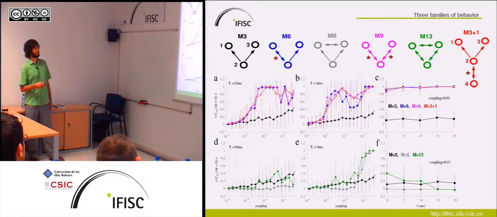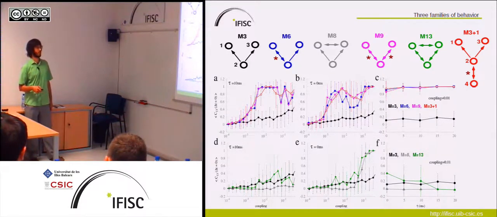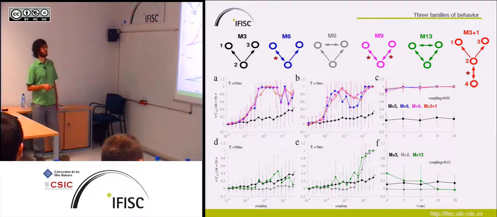In this case, if we compare motif 9 and motif 13, for instance, we see that this connection disturbs the synchronization of nodes 1 and 3. And in this case, there is a bit of variability with respect to the delay in the coupling, because the absence of delay helps the synchronization.